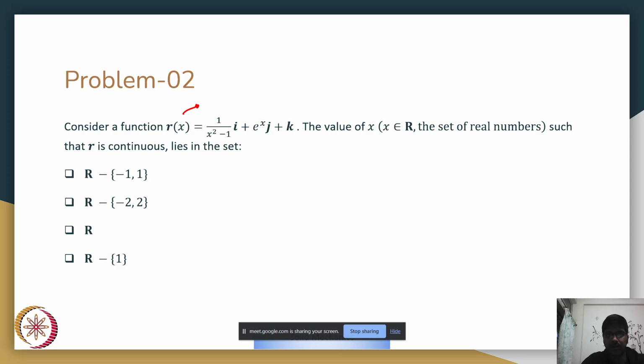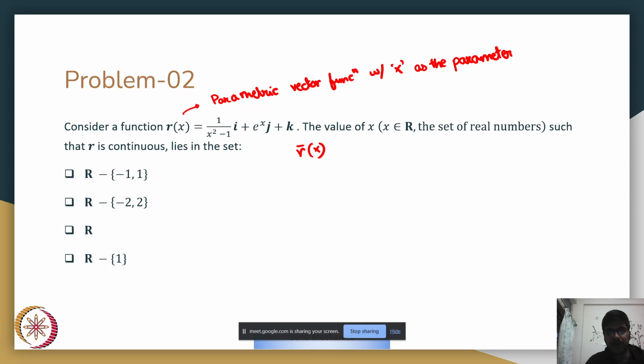So this is an example of a parametric vector function with x as the parameter. In the lectures, I think the professor has covered certain examples with t as the parameter, but here it's just x, and we are asked to talk about the continuity of this r of x. So, does anyone remember the definition of continuity for a parametric vector function of this particular type?